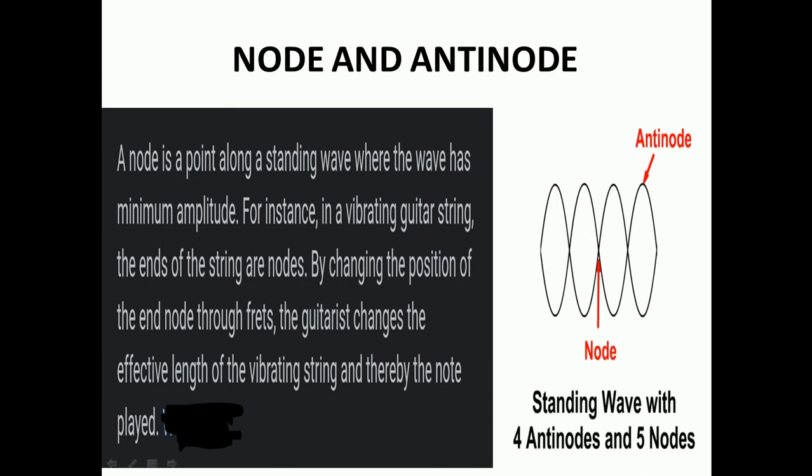In the second diagram, we have the representation of how many nodes and antinodes are available. This standing wave has 4 antinodes because there are 4 maximas in the diagram. There are 5 minimas, and therefore it is called a 5-node and 4-antinode representation.